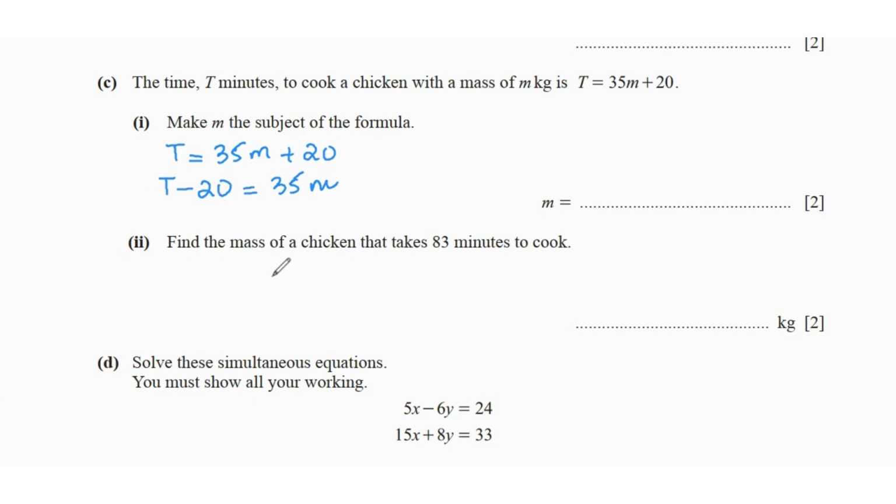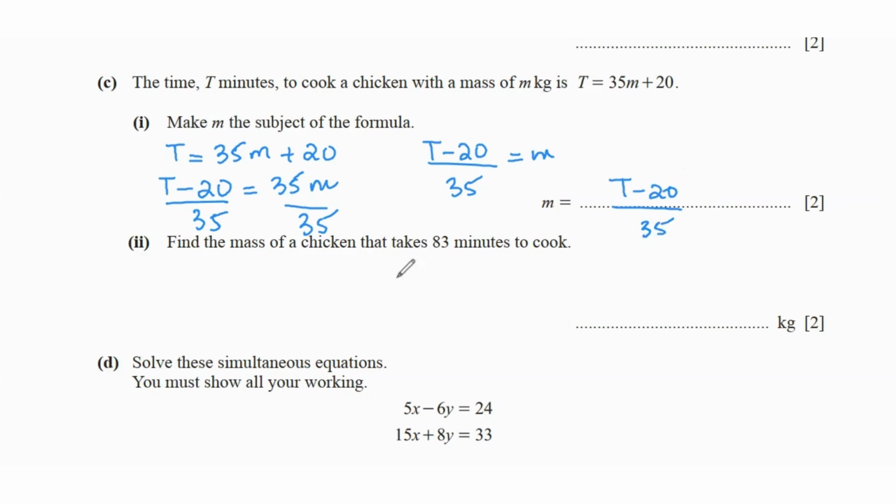So it's always advised, whatever is being added or subtracted, take that first to the other side, and then take the one that's being multiplied or divided to the other side. So now we will divide both sides by 35 to get rid of the 35 with m. So that's going to be t minus 20 over 35 equals m. That is your answer.